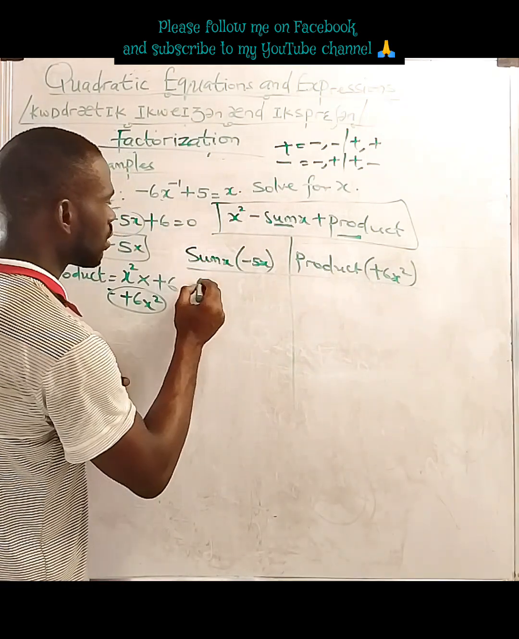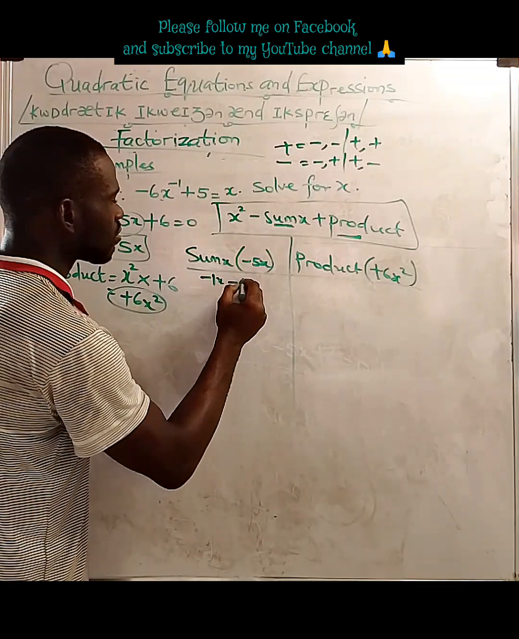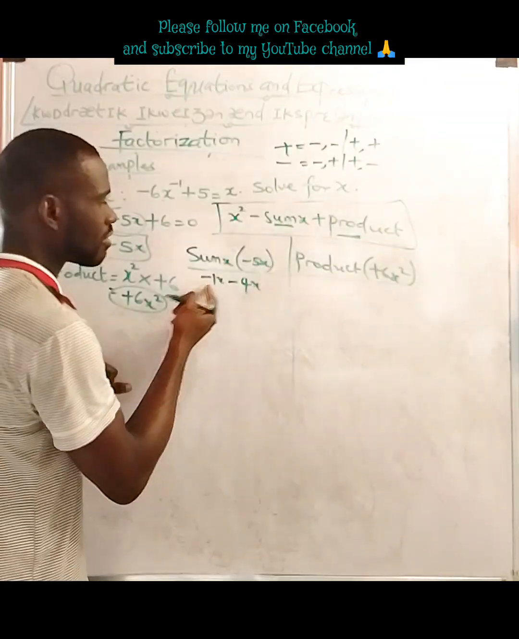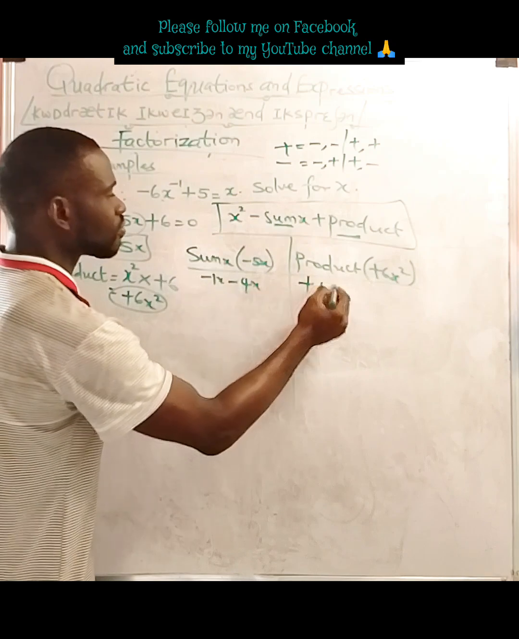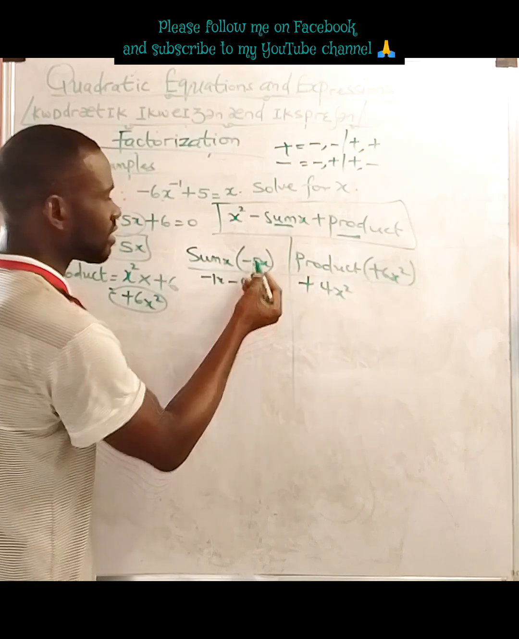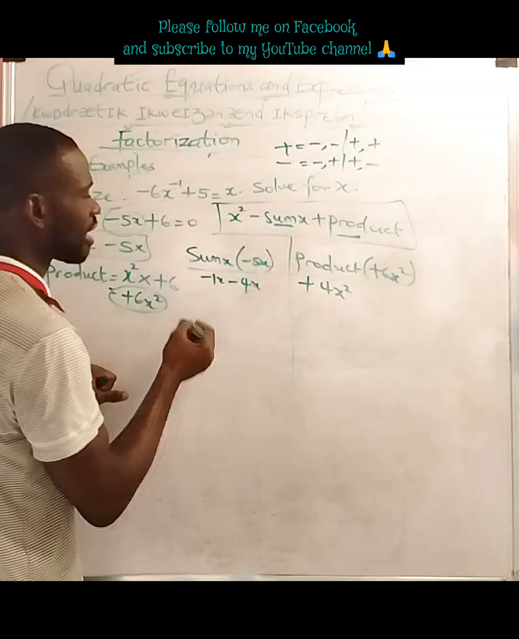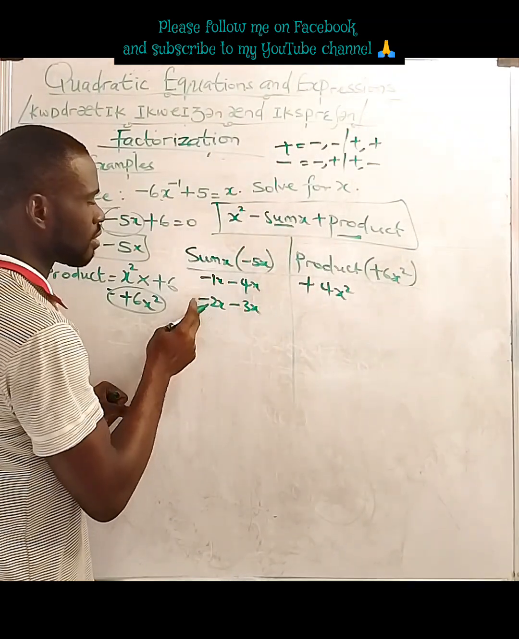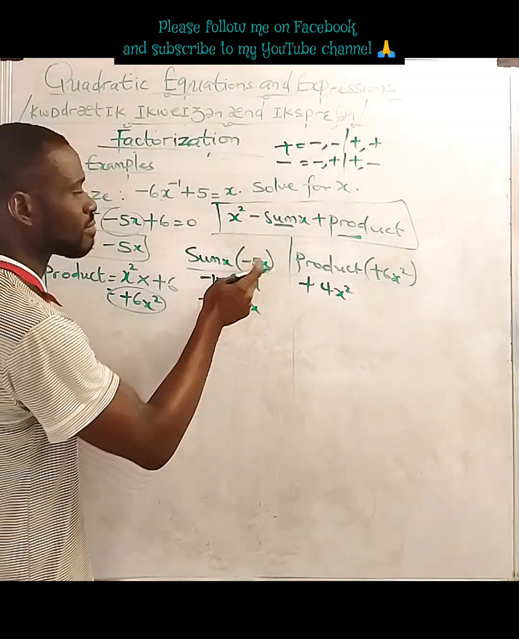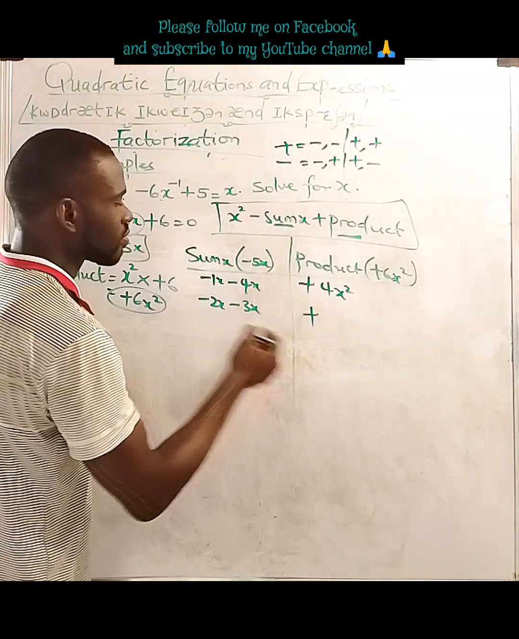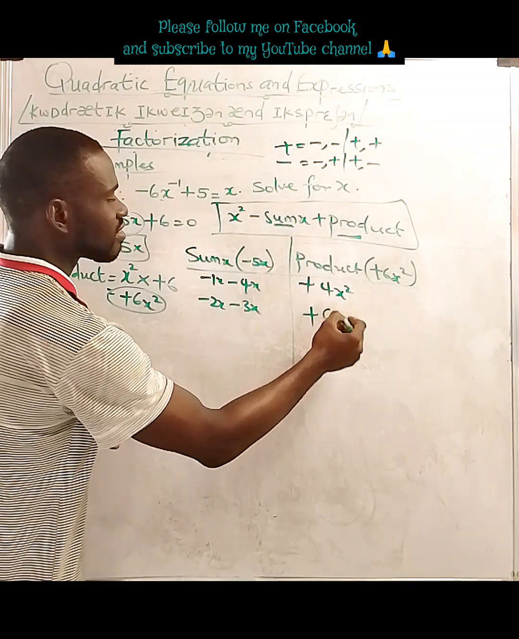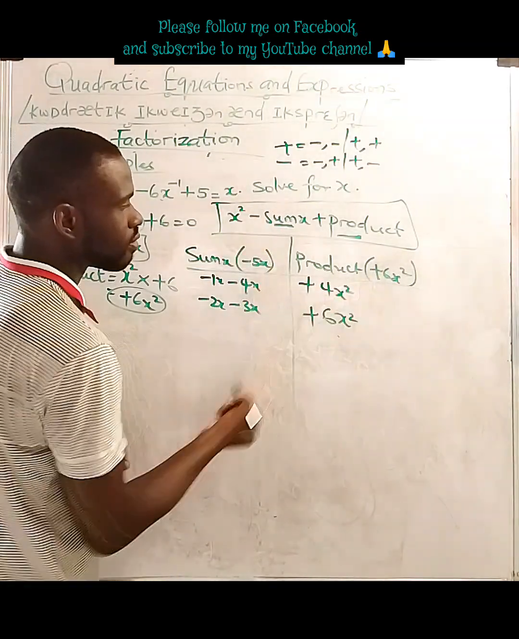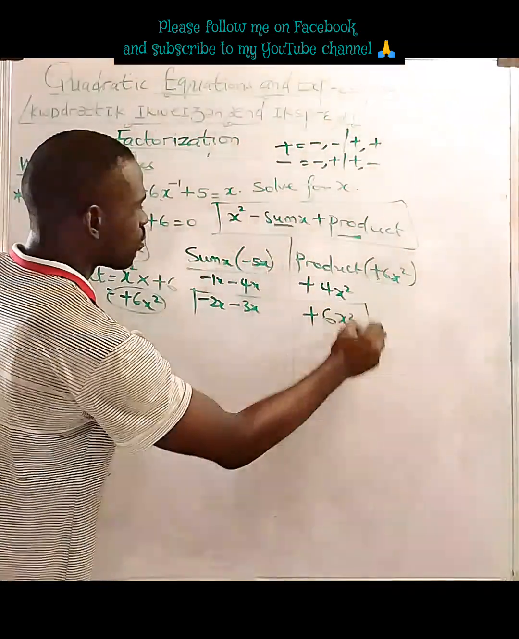So if we try out minus 1x and minus 4x, don't forget minus 1 minus 4 is minus 5x. When we multiply them, minus and minus is plus. 1 times 4 is 4x squared. Now we got this sum, but we didn't get the product. So let's try out 2. Minus 2x and minus 3x: minus 2 minus 3 is minus 5x. Minus and minus is plus. 2 times 3 is 6. x times x is x squared. So the sum is minus 5x, the product is plus 6x squared. So this is what we are looking for.